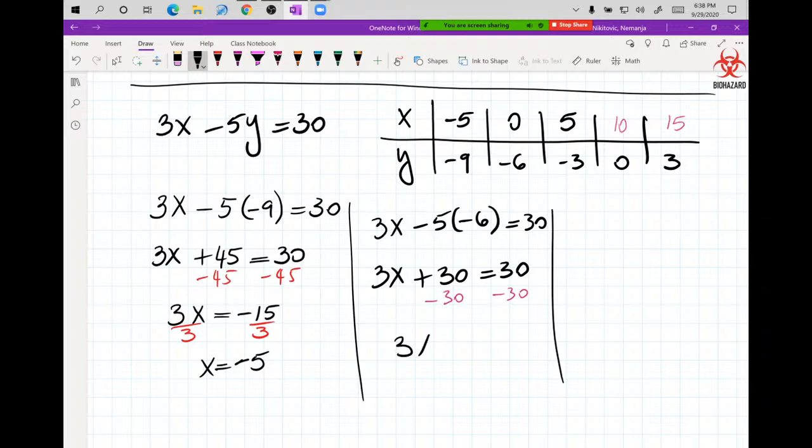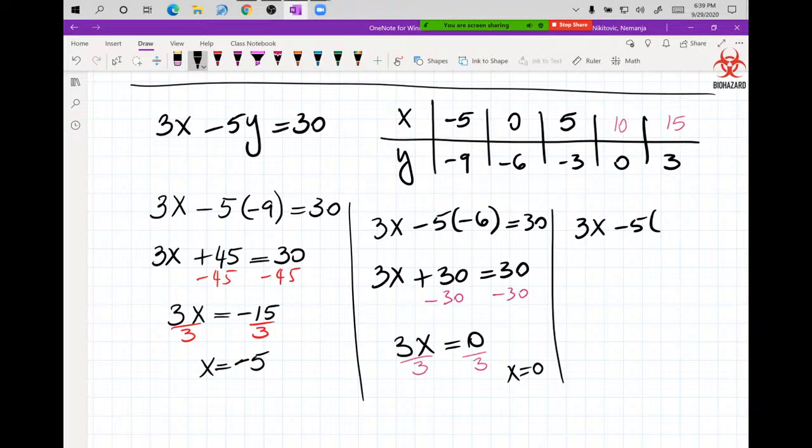You get your 3x equals 0. And when you divide 0 by 3, you have still x equals 0 because 0 divided by 3 is still 0. That's like splitting 0 three ways. You know, that non-existing cake on a table right now. If you split it three ways, everyone gets a 0 slice. So when we plug in -6, we get 0 for x. That's great.